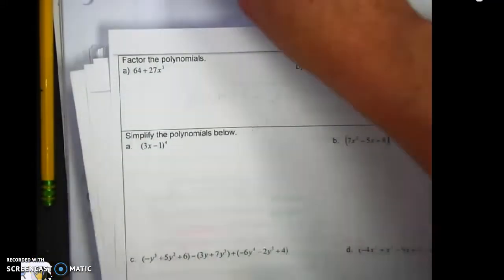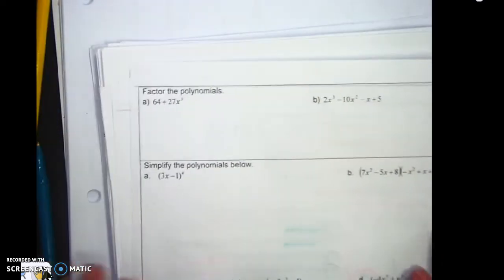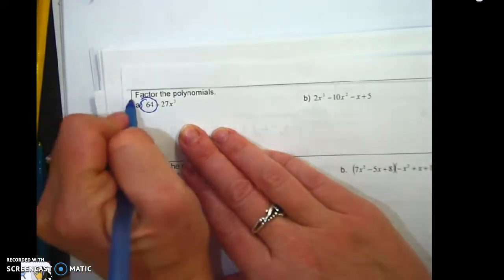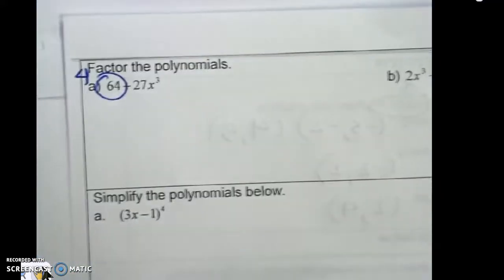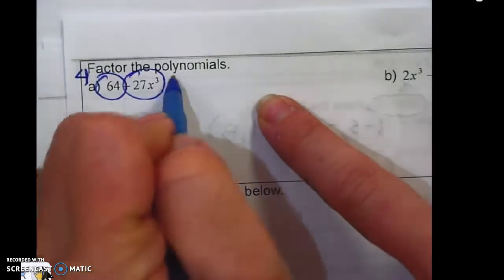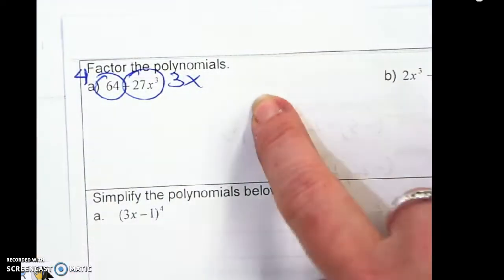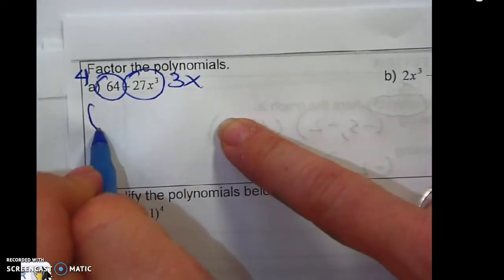Okay, so we want to be careful because it just says factor. So don't find the x's, just factor it. When I see x cubed, that makes me think of the sum of cubes. So I think, what times what is 64? 4. Make that a little bit bigger. What times what is 27x cubed? 3x. Okay? So now let me do this.